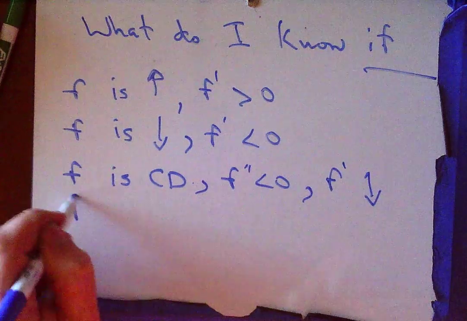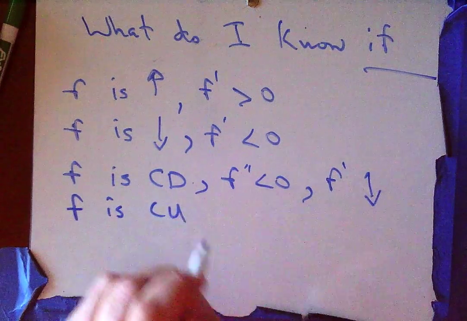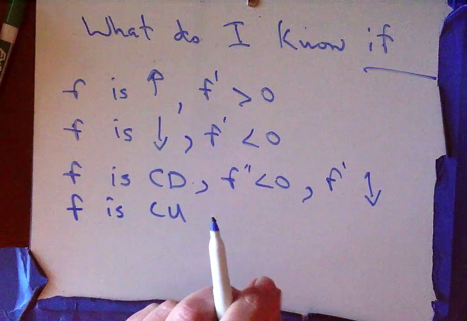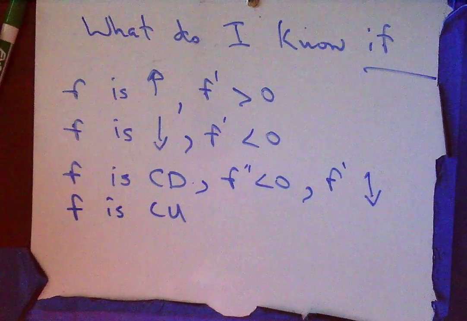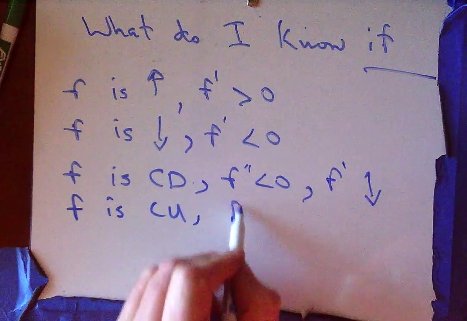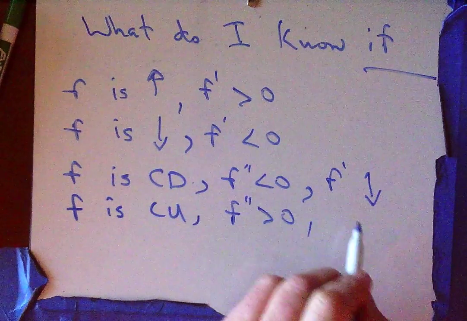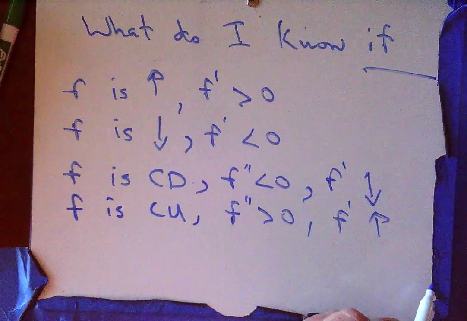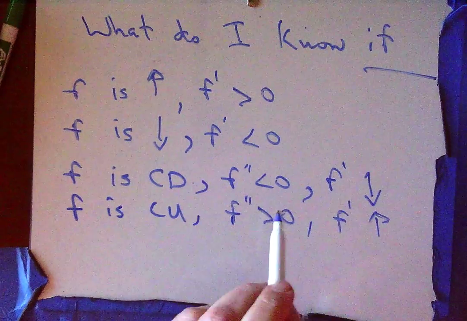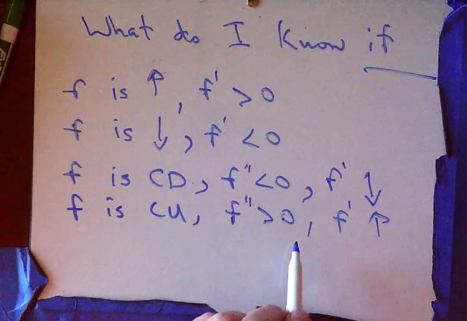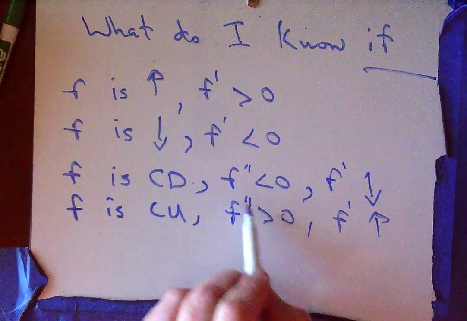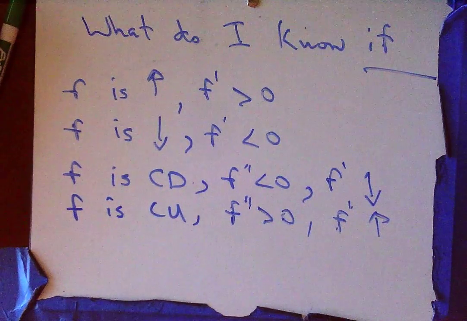So if f is concave up, will you fill that one in for me? Please fill that one in for me. Okay, so we should know that f double prime is greater than 0, or f prime is increasing. Why? Because the slopes of f prime are positive. If the slopes of f prime are positive, that tells me that f prime is increasing.